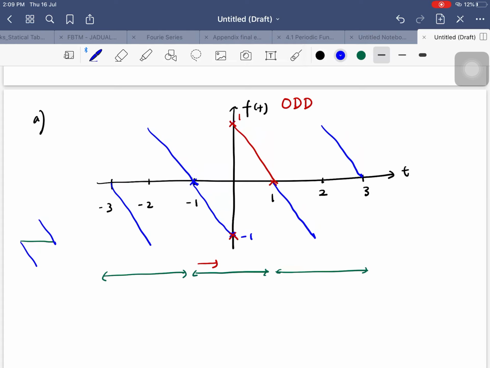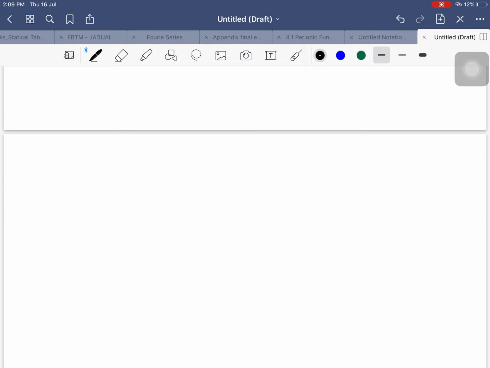Okay, so now that we are done with that, we're going to proceed with our calculation for B. We're going to find the Fourier series. And first of all, before we start with the calculation, find the value of omega. So we know that T is going to equal 2. So omega, the formula is going to be 2 pi over T. So therefore, my omega value for this case is going to be pi.